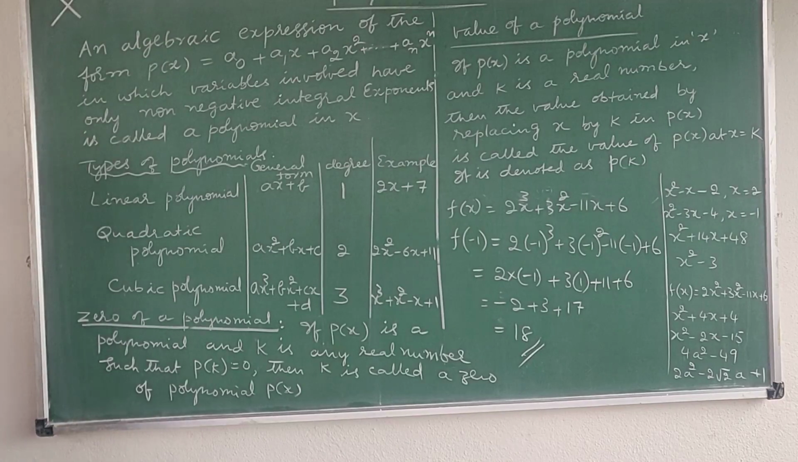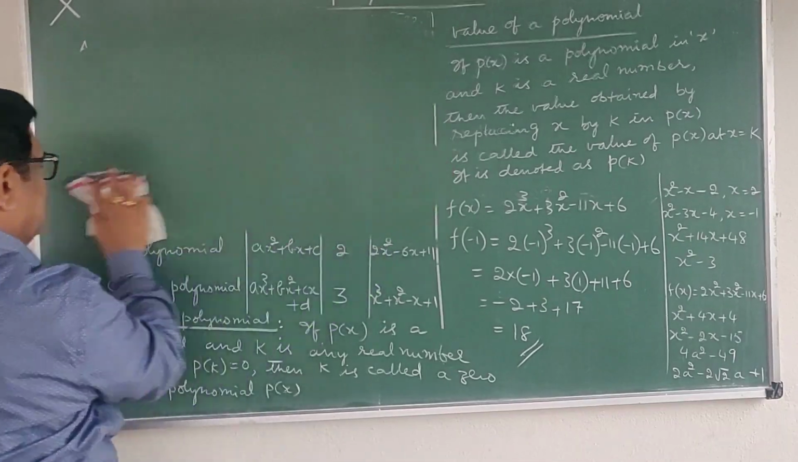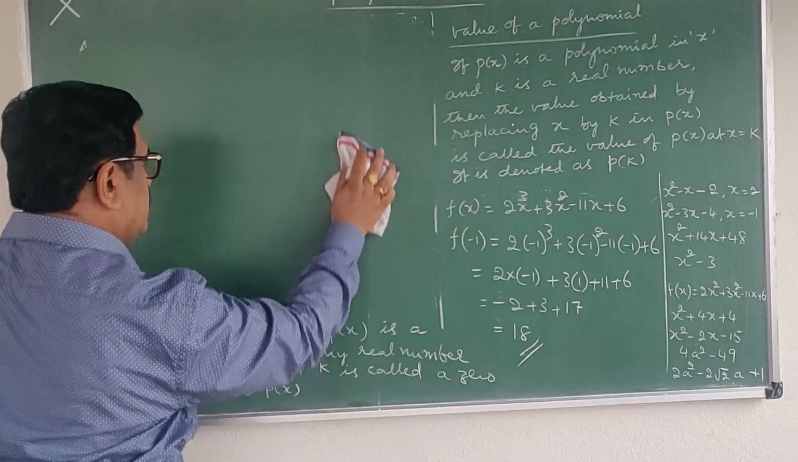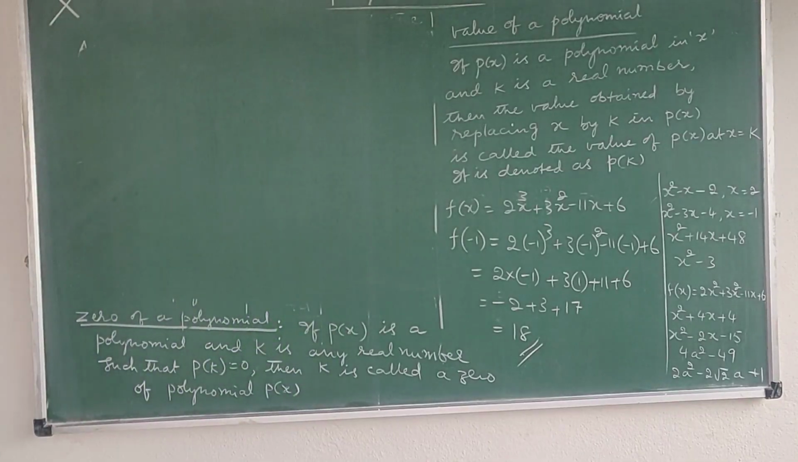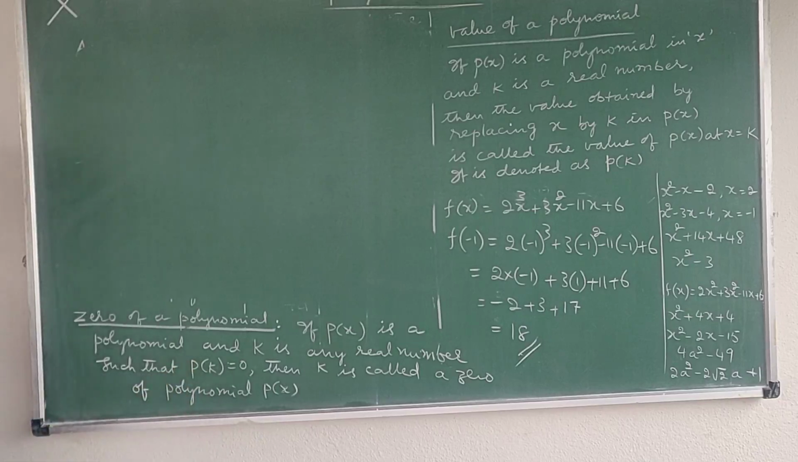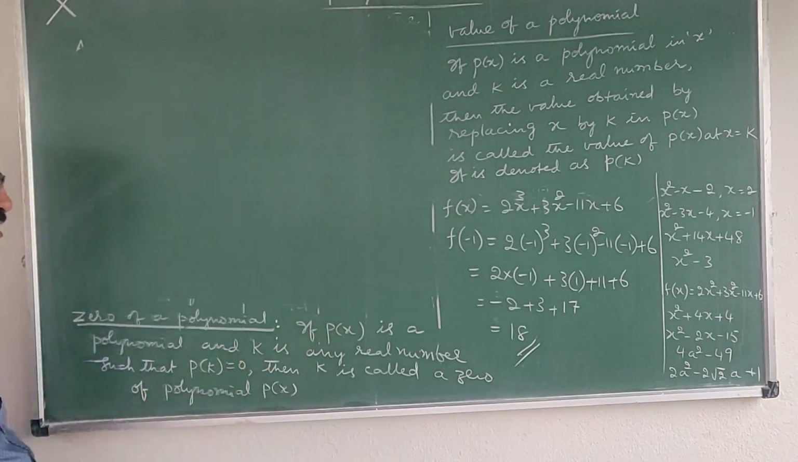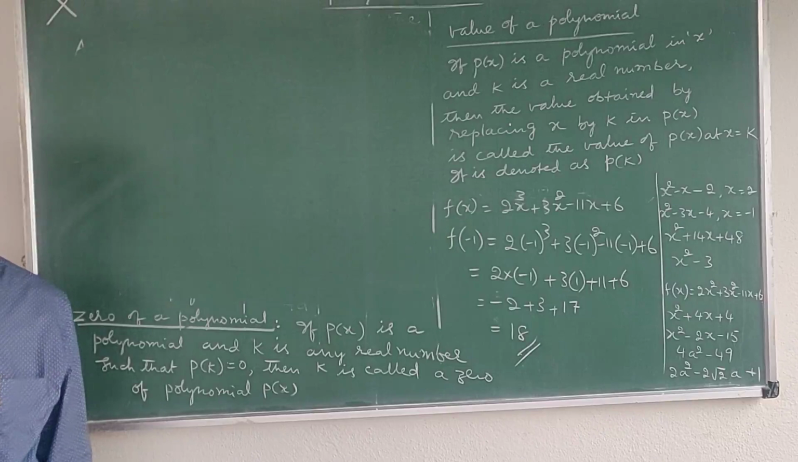Okay. Now, what do you mean by 0 of a polynomial? 0 of a polynomial. If p of x is a polynomial and k is any real number such that p of k is equal to 0, then k is called a 0 of the polynomial p of x. Understand? P of x is a polynomial, k is any real number such that p of k is equal to 0, then only we can call k as the 0 of the polynomial.